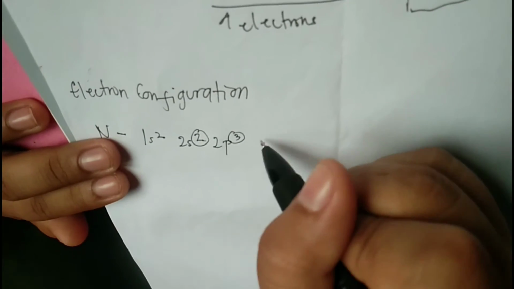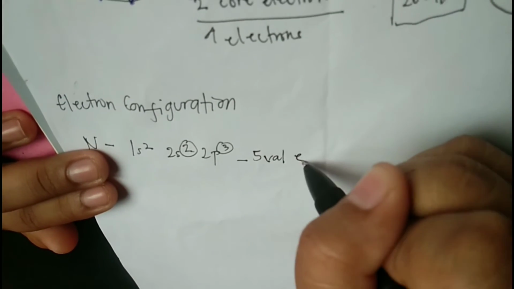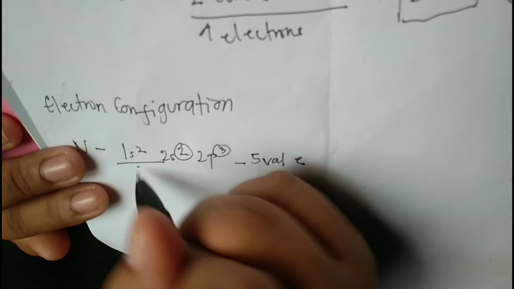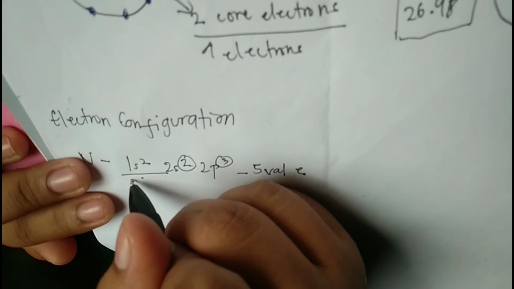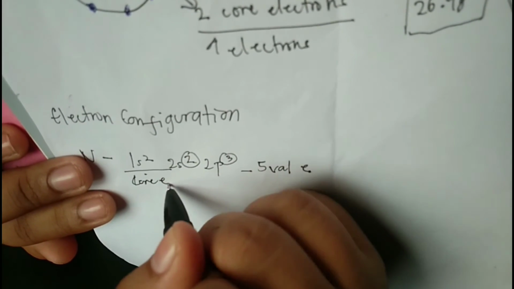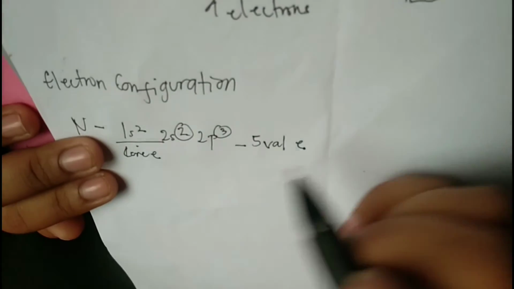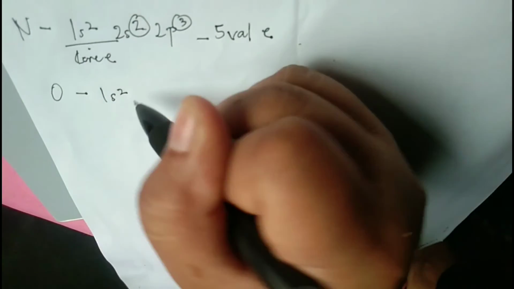Iyon pong 1 ang tawag po dyan is shell number. And the s po is subshell type. Tapos po, yung parang exponent is superscript. It's indicating the number of electrons. So, dyan po, makikita na ang valence electrons ng nitrogen is 5. Kasi po, yun po yung nasa outermost shell. And the core electron is 2.